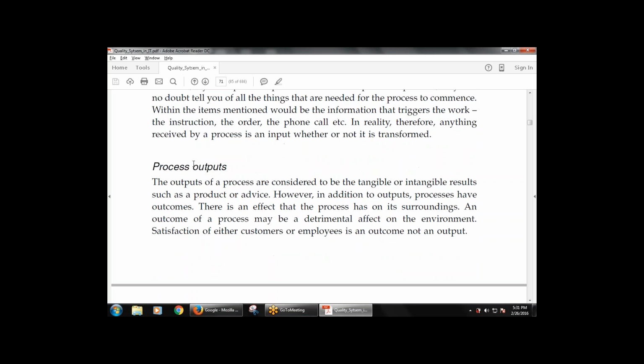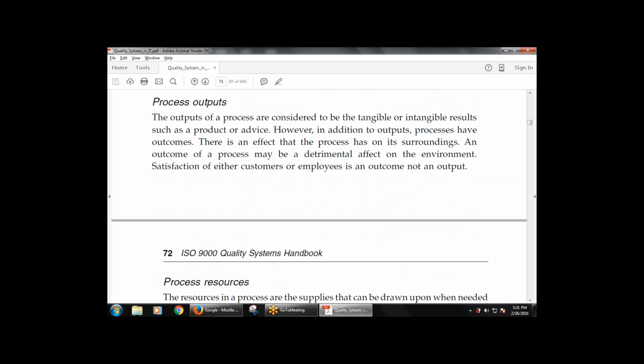Then the process outputs are considered to be the tangible or intangible results. For example, if I'm considering the output in hard copy, that is a tangible product, and it is a tangible result, which may be a product of advice. That is the process output.